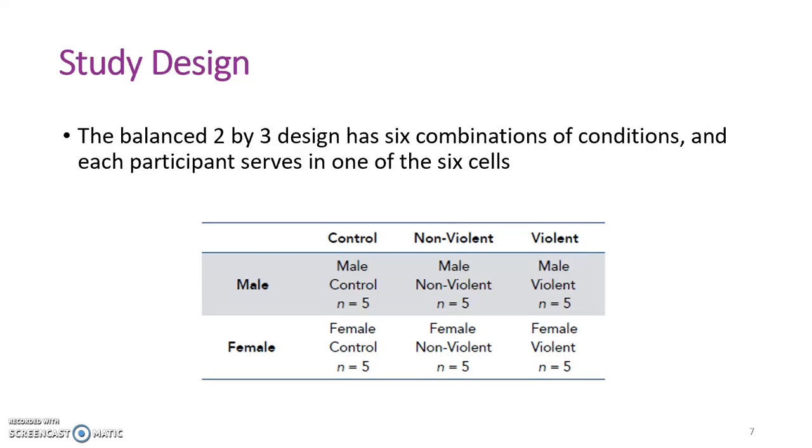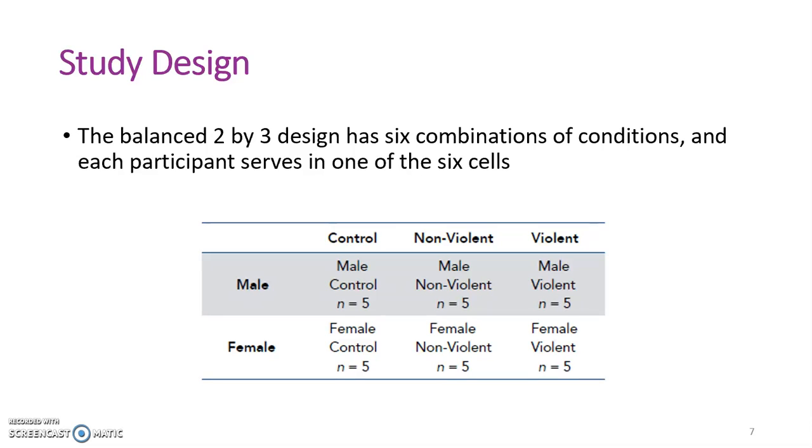The 2 levels are male and female. And then the 3 in the 2 by 3 design refers to the second factor, which we are calling type of video game condition. That factor has 3 levels: control, nonviolent, and violent. So the 2 by 3 design indicates that there are 2 factors, one with 2 levels and one with 3. Let's say we had a design with 2 factors, but one had 4 levels and one had 5. In that case, we would call it a 4 by 5 design.